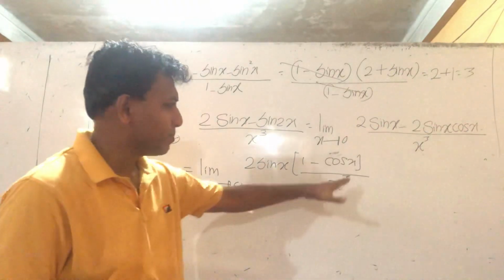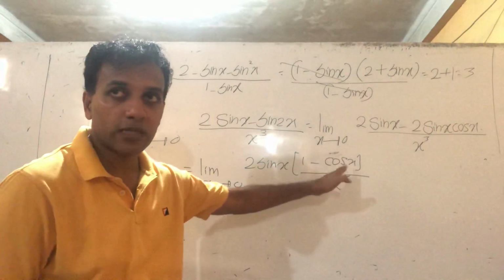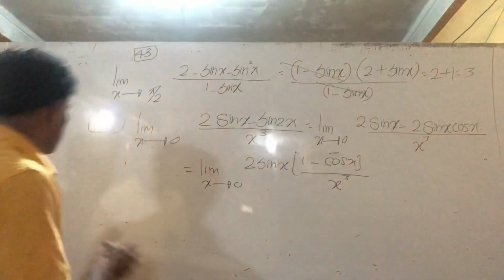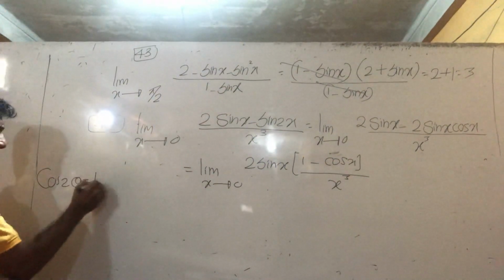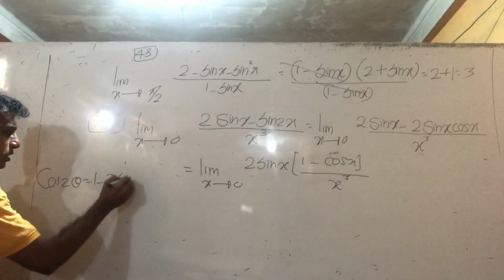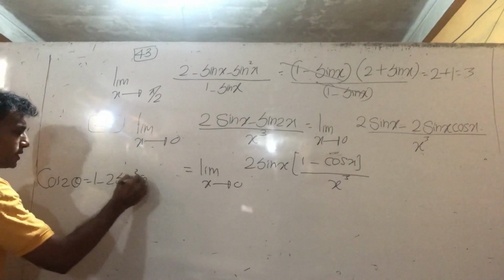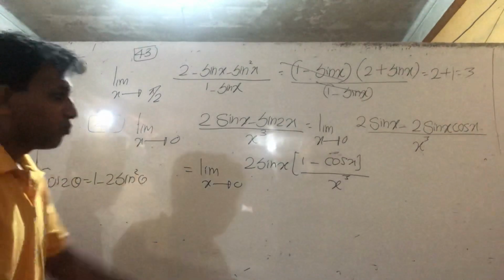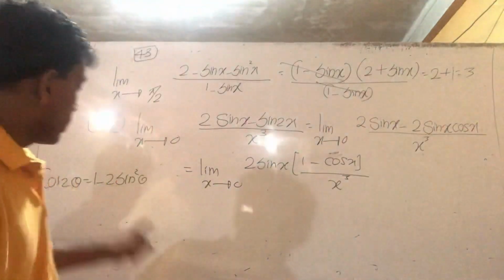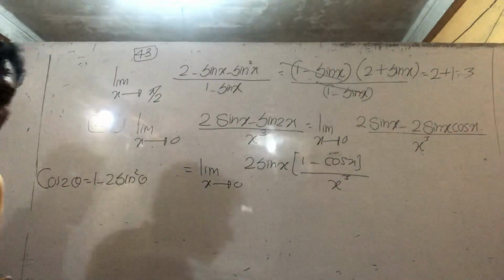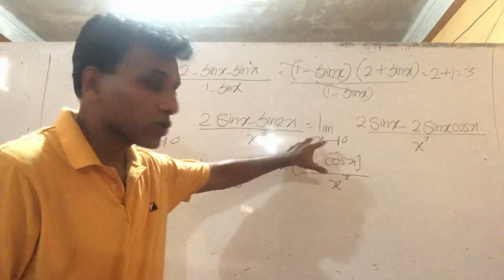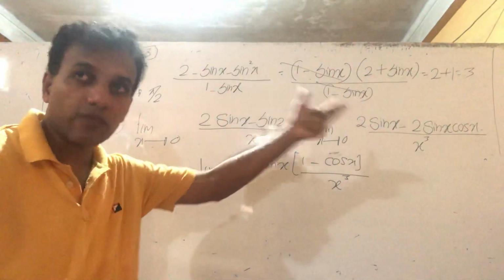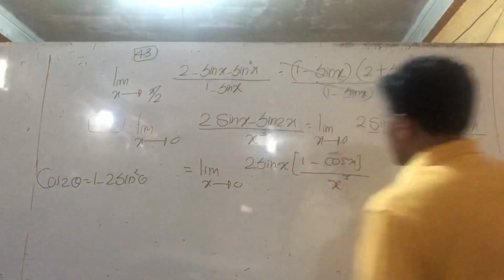Now you know the familiar part, we have worked with the double angle method many times. What is cos 2 theta? It is 1 minus 2 sine square theta. Therefore 1 minus cos x is 2 sine square x by 2. So you can change to sine and get the answer.